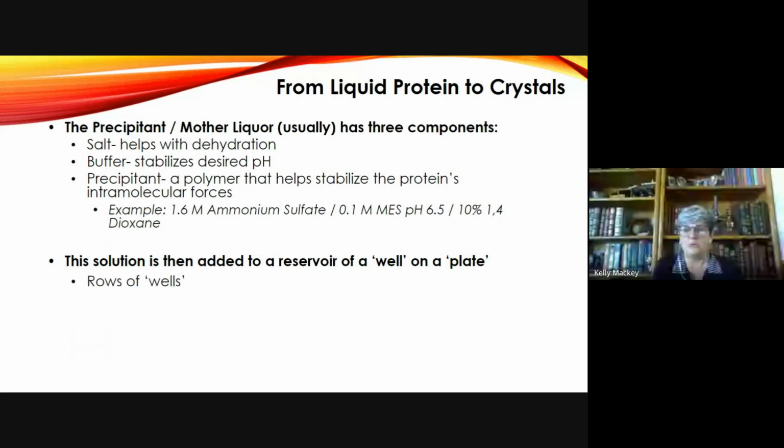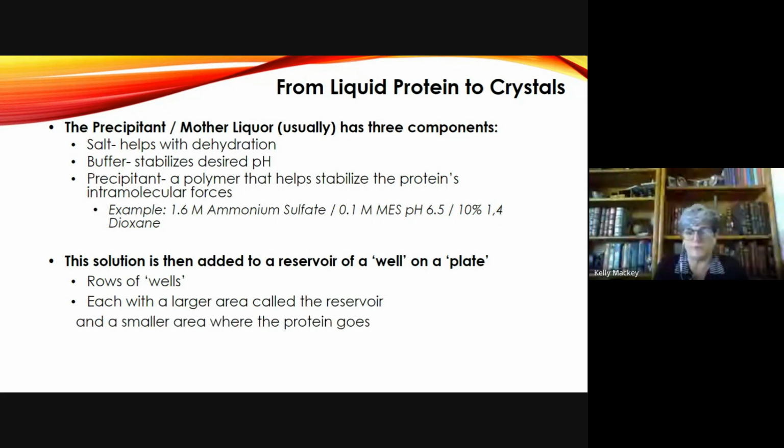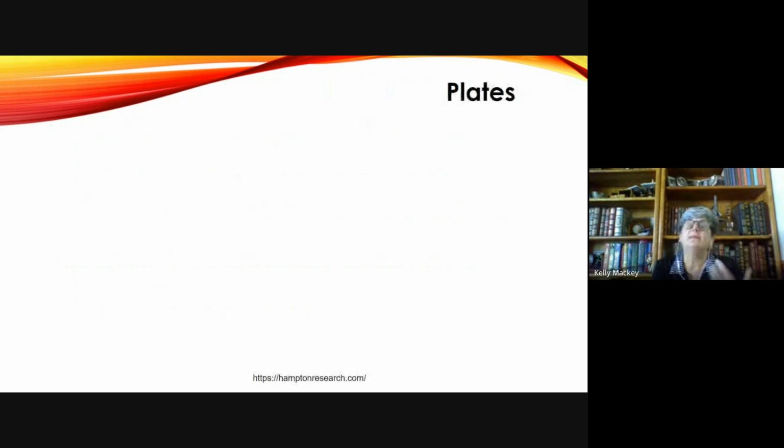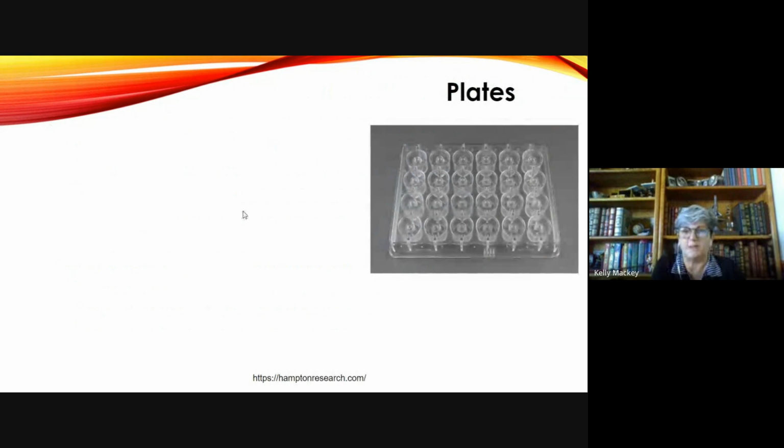And a plate has rows and columns of wells, so it looks like a grid. And each well has an area called the reservoir, which is where the bulk of this solution that you have identified is going to go. And then a smaller area where you mix that solution with a little bit of your protein. And this is what allows the crystallization to happen.